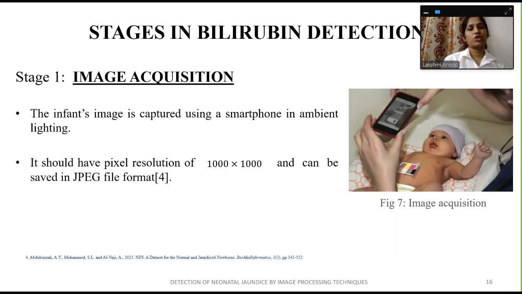The first stage in bilirubin detection is image acquisition. Mainly, the image of the infant is taken using a smartphone or any camera, and the image should have a pixel resolution of 1000, and it can be saved in JPEG file format, which can be easily manipulated or processed. JPEG or PNG file format can be used for image acquisition.